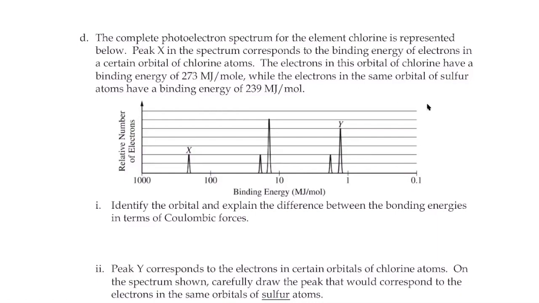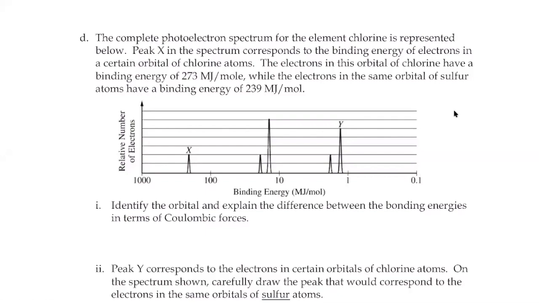Sorry, just letting somebody in there. The binding energy is measuring how strongly the electrons are held to the nucleus. If it would be very, very difficult to take the electron away, then you would have a very high binding energy. It would be where that peak X is, where it would take enormous amounts of energy to take that electron away. If it's a little bit easier to take an electron away, then you're looking more at peak Y.